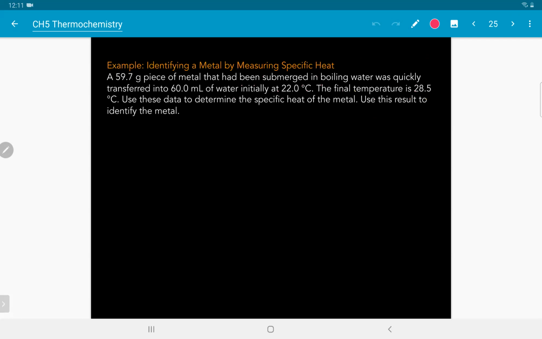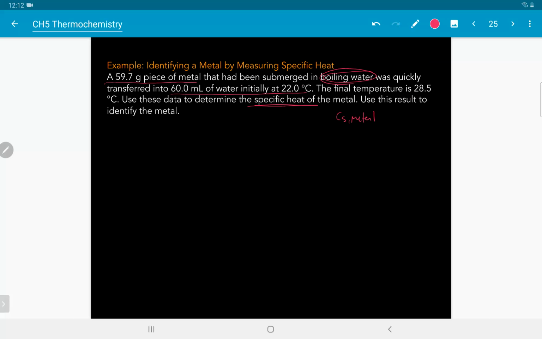All right, so let's work a problem. Here's an example, identifying a metal by measuring specific heat. A 59.7 gram piece of metal that's been submerged in boiling water was quickly transferred into 60 milliliters of water initially at 22 degrees Celsius. The final temperature is 28.5. Use this data to determine the specific heat of the metal. So here we are with that learning objective number 2. So interpreting this data and figuring out what they want. They want specific heat of the metal, so they want Cs of the metal. All right.